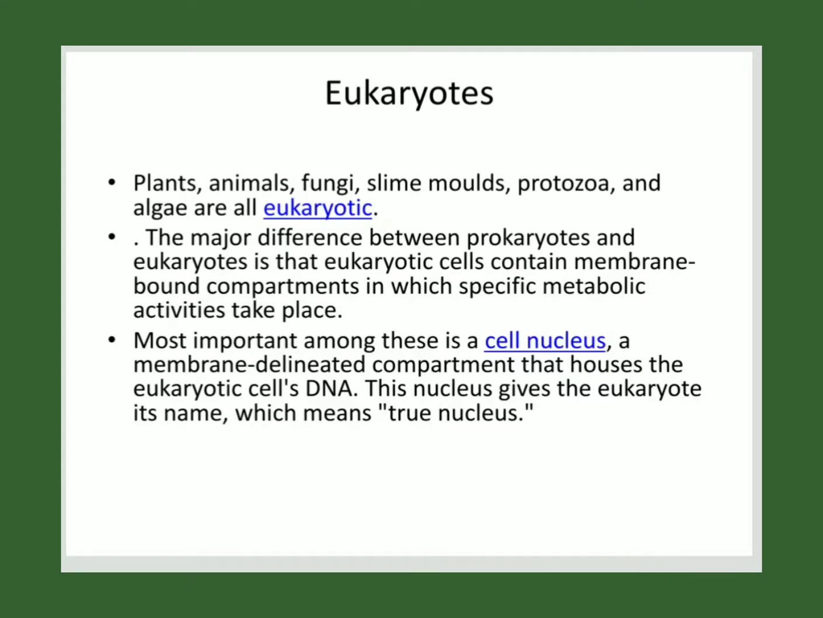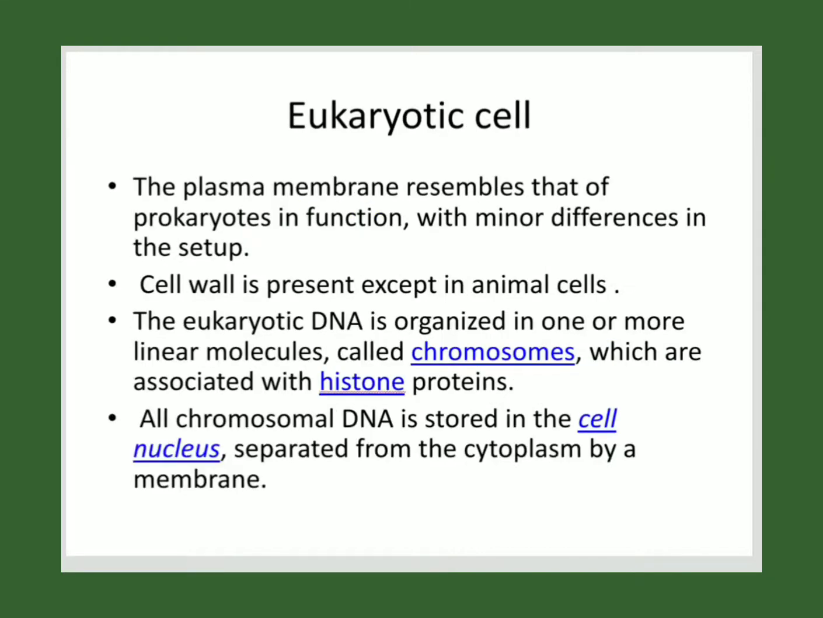The major difference between prokaryotes and eukaryotes is that eukaryotes contain membrane bound compartments where specialized metabolic activities take place. An important difference is the cell nucleus, which is present only in the eukaryotes and absent in the prokaryotes. That's why we are calling eukaryotes true nucleus containing organisms. Inside the nucleus, DNA is present, but in the prokaryotes, it is present in the cytoplasm.